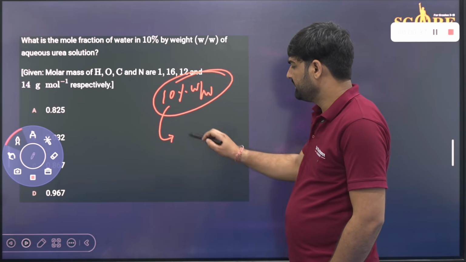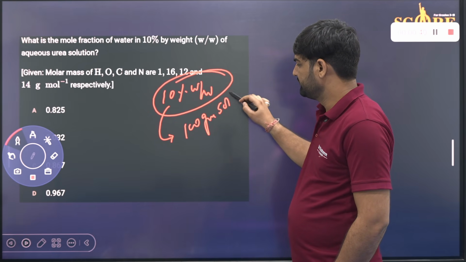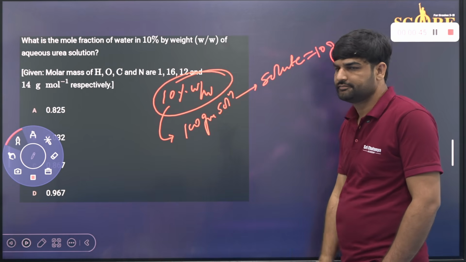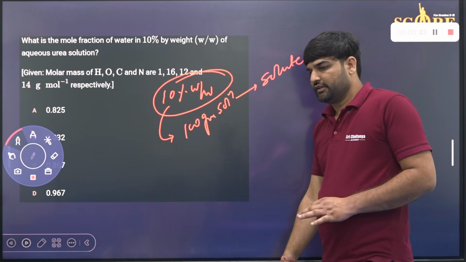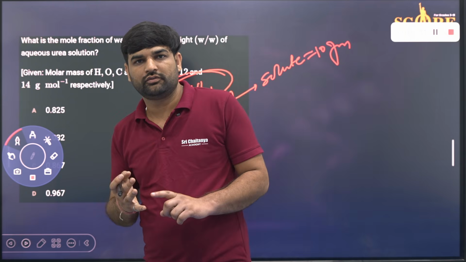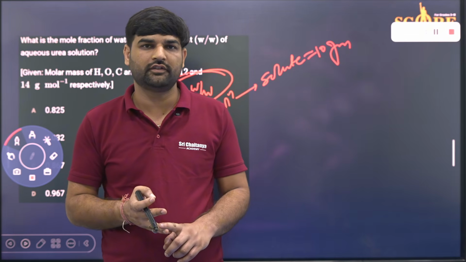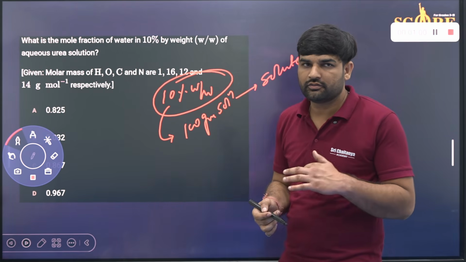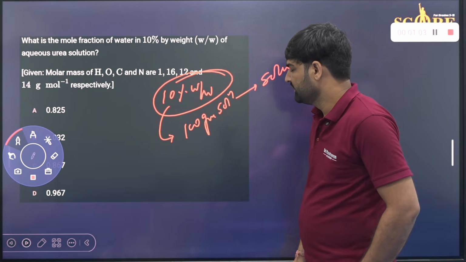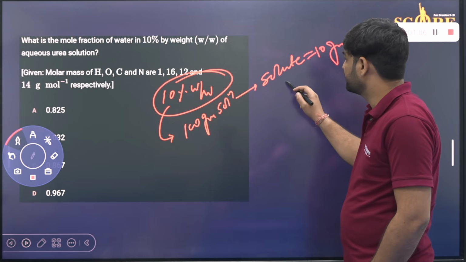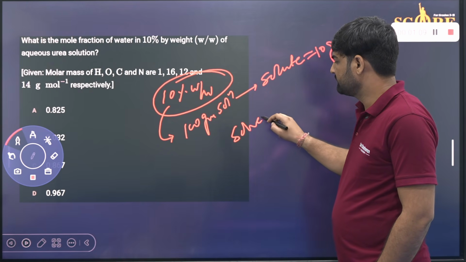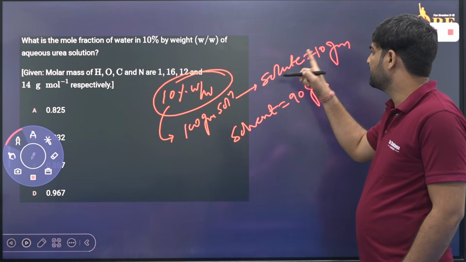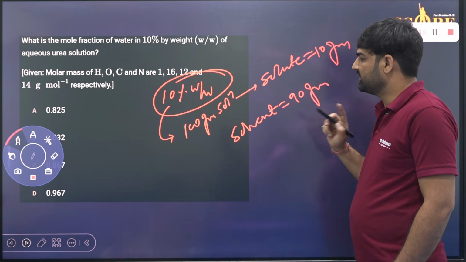The definition tells us that 100 gram of solution contains 10 gram of solute. For every concentration term, you have to find the mass of solute, mass of solvent, and mass of solution, by which you can convert any concentration term into another concentration term. This is the mass of the solution, this is the mass of the solute, and the mass of the solvent is 90 gram, because the mass of the solution minus the mass of the solute is the mass of the solvent.